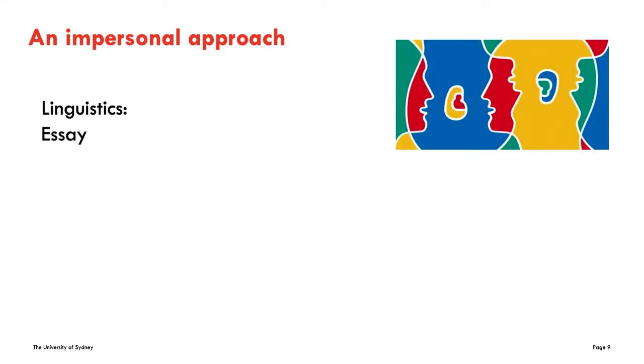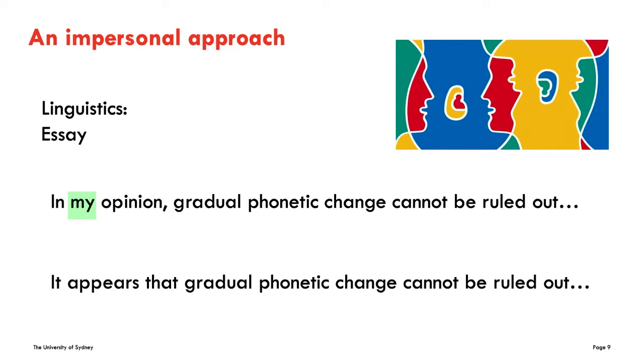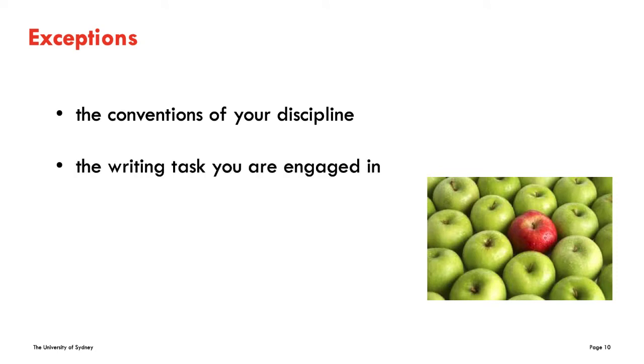The same goes for many humanities disciplines. An impersonal approach is generally expected. In this example, instead of using personal language with the possessive form "my," the writer uses an impersonal "it" construction. However, there are several exceptions to the general practice of remaining impersonal. The exceptions may have to do with the conventions of your discipline, the writing task you're engaged in, or the stage of your writing. We'll consider these in turn.